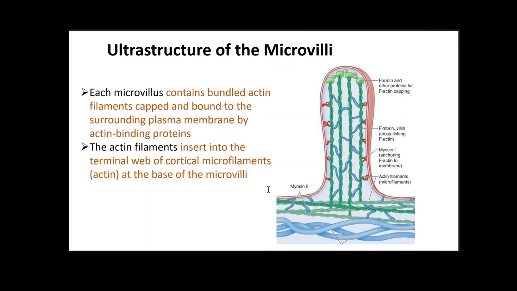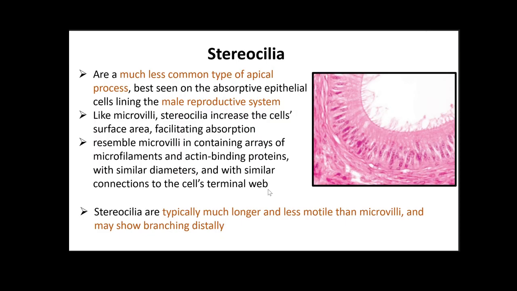The second structure is called stereocilia, which is also present on the apical part. It's much less common than microvilli or cilia. They can be found on some absorptive epithelial cells and also in the male reproductive system. They increase the surface area and also facilitate absorption in some areas. They resemble microvilli, containing also actin and the same ultrastructure binding protein, and they attach to the terminal web. So here is how they look.